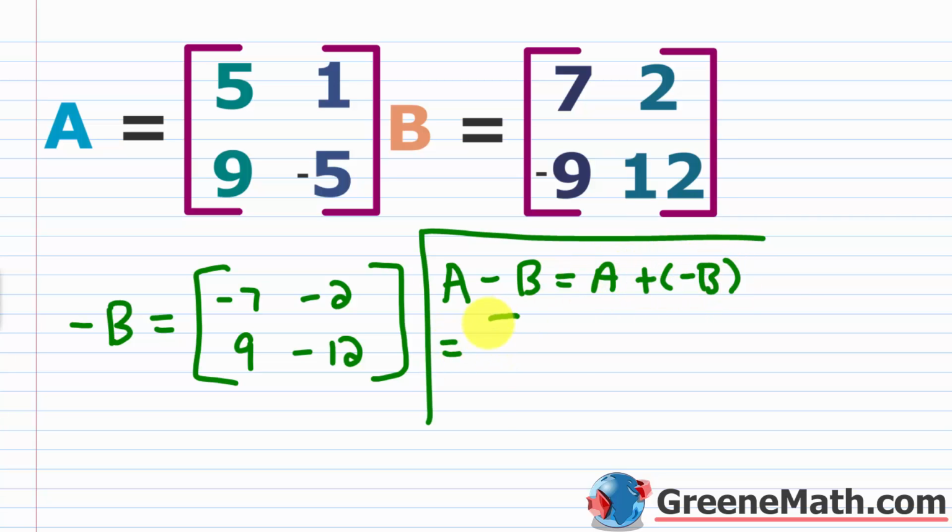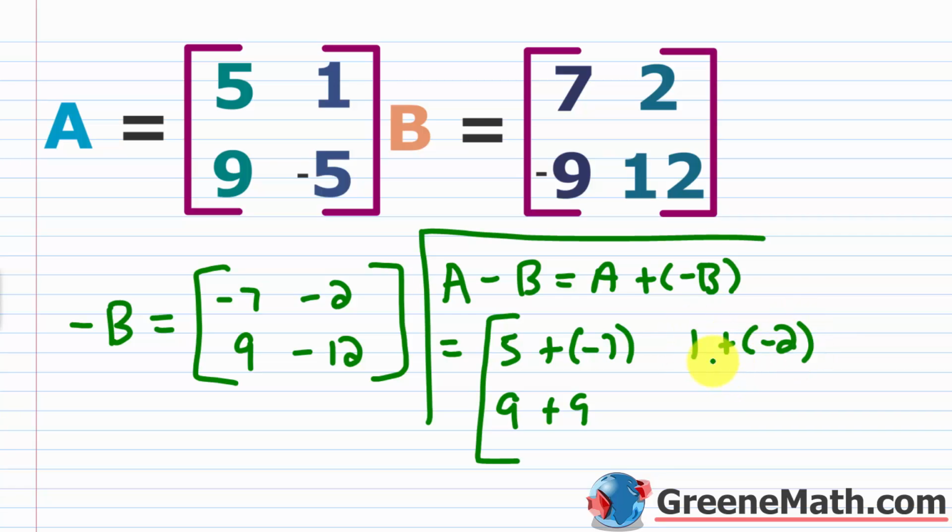So this will be equal to, let me set up this matrix. I'm going to say 5 plus this guy right here, because I'm working with negative B. So 5 plus negative 7, okay? And then I'd have 9 plus 9. I would have 1 plus negative 2. And then I would have negative 5 plus a negative 12.